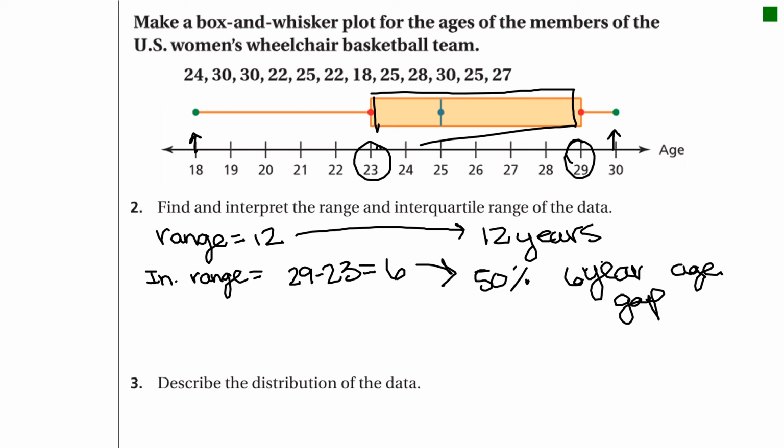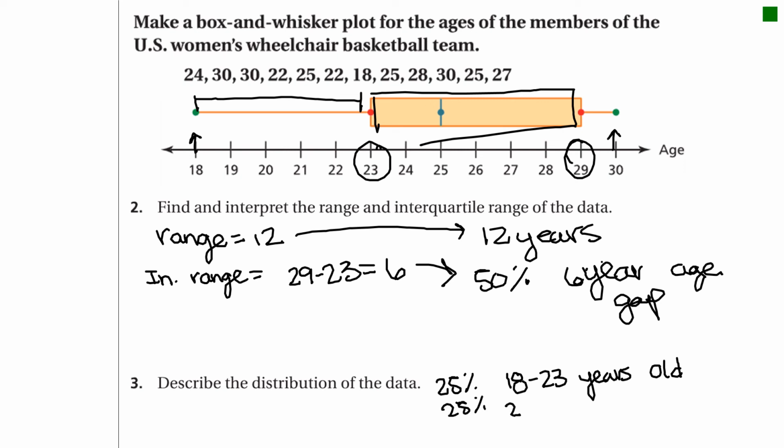Now we're going to describe the distribution of the data. When you're asked to describe, you're going to start off by saying 25% of the data, looking at this first part of our data, is in between age 18 to 23. 25% of the data is 18 to 23 years old. And you can say 25% of the data is 23 to 25 years old.